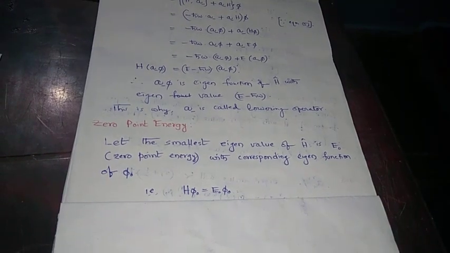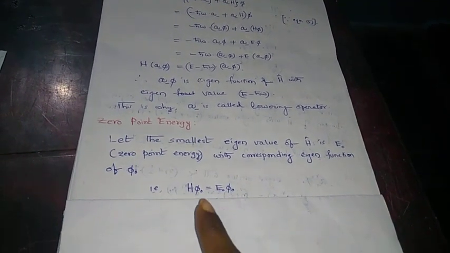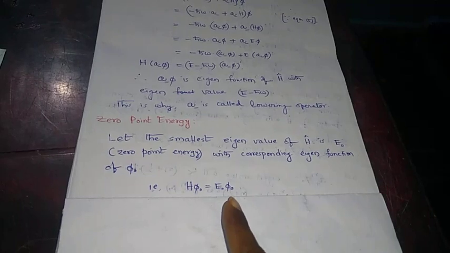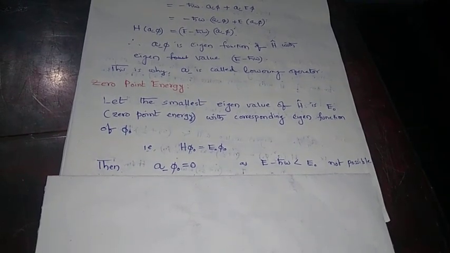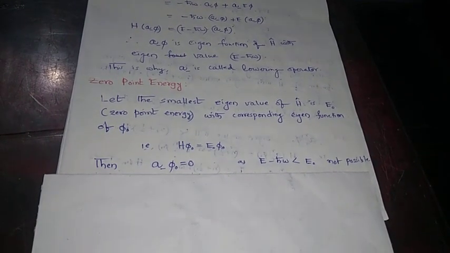If the smallest eigenvalue of h is e naught, and the corresponding eigenfunction is phi naught, then we can write the eigenvalue equation as h phi naught equals e naught into phi naught, and this e naught is called the zero point energy. Since phi naught is the eigenfunction of the lowest possible eigenvalue, if you operate a minus on that, it cannot lower it any further.